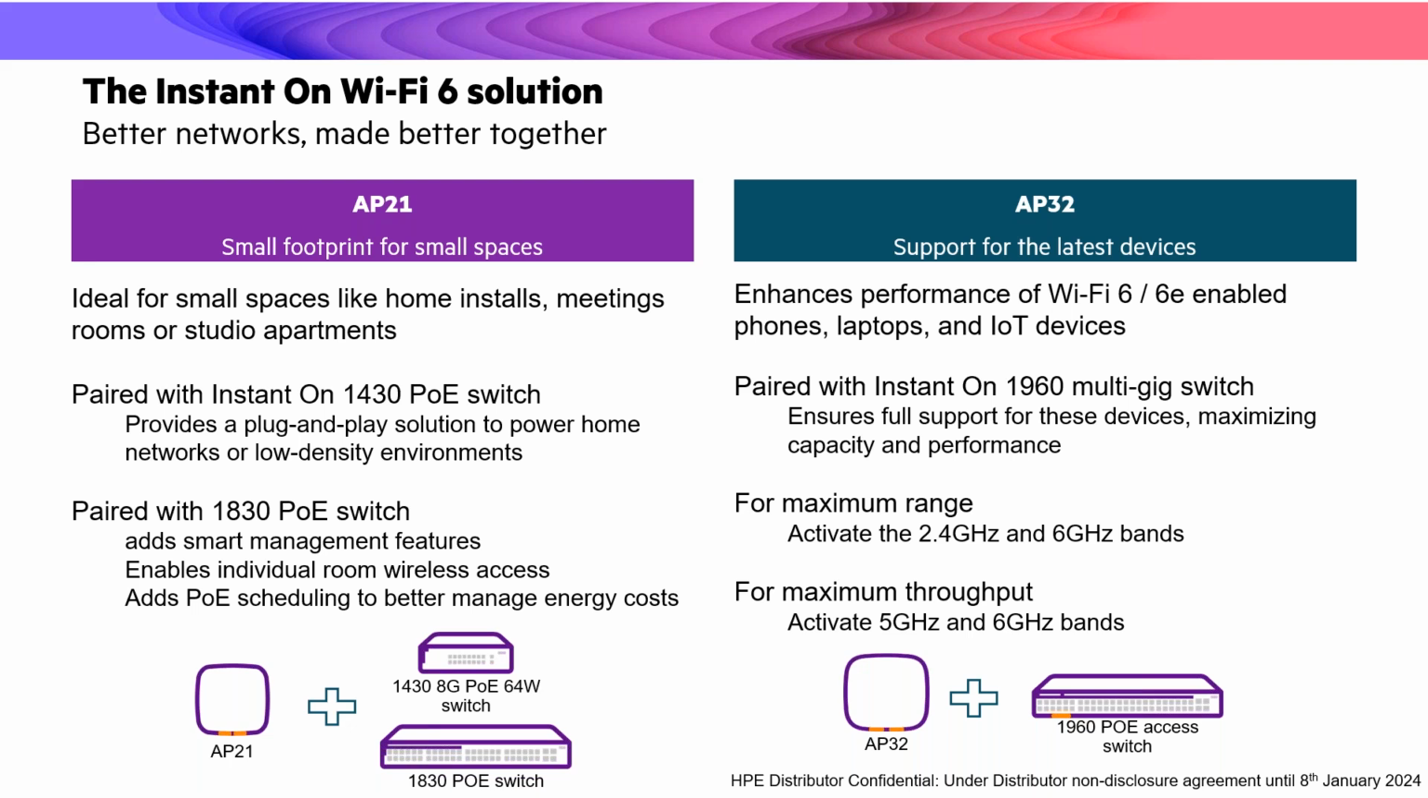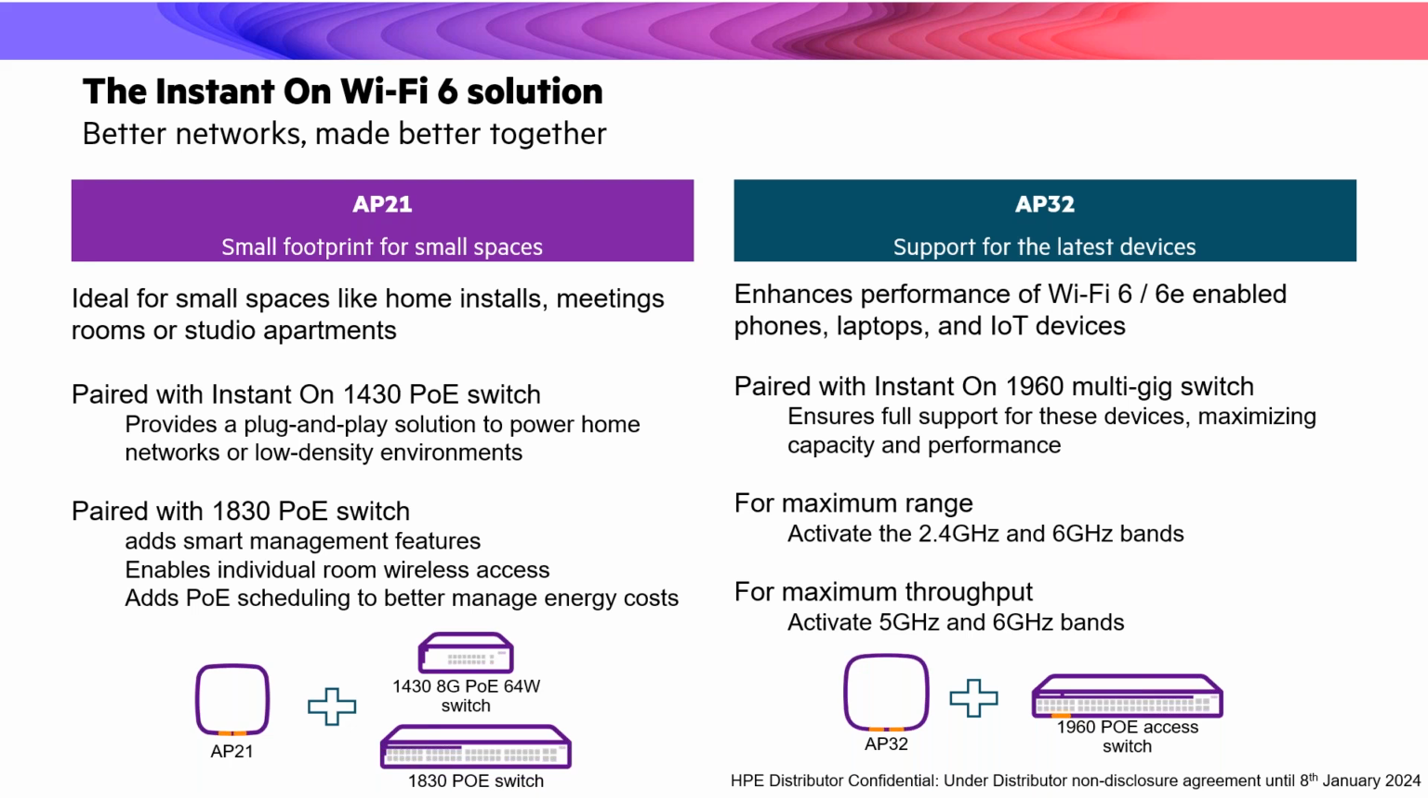And then the AP32 supports the latest devices, as I mentioned. Even though not at the same level of the Wi-Fi 6 products, we're starting to see more Wi-Fi 6E products become available. And this will be a great opportunity to pair that up with the 1960 multi-gig. And then, as it shows here at the bottom, you're able to get maximum range on 2.4 and the 6 gigahertz band. So that's another one of the benefits.